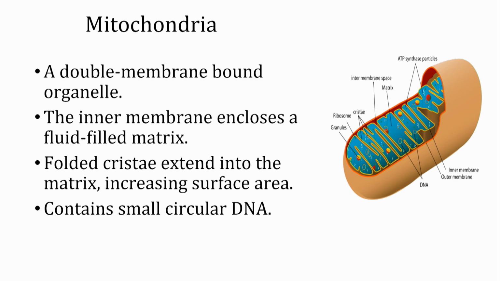Okay, so mitochondria are a double membrane bound organelle. The inner membrane is enclosed, it's filled with a fluid. There are those folds called cristae that increase the surface area, and they contain their own small circular DNA. This is where the ATP is going to be made, and we're going to talk about that in a lot more detail coming up next class, okay?